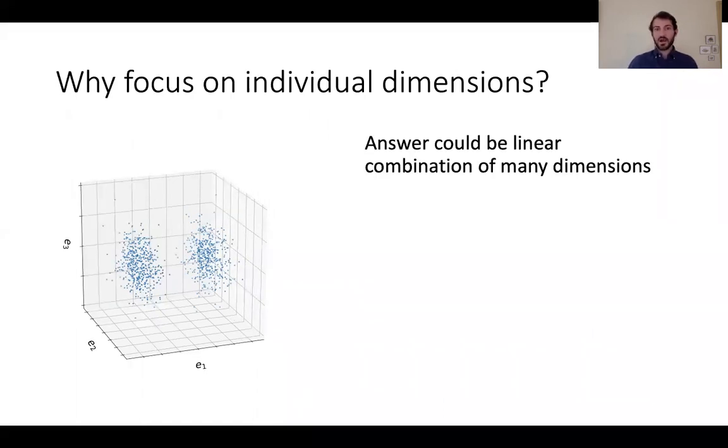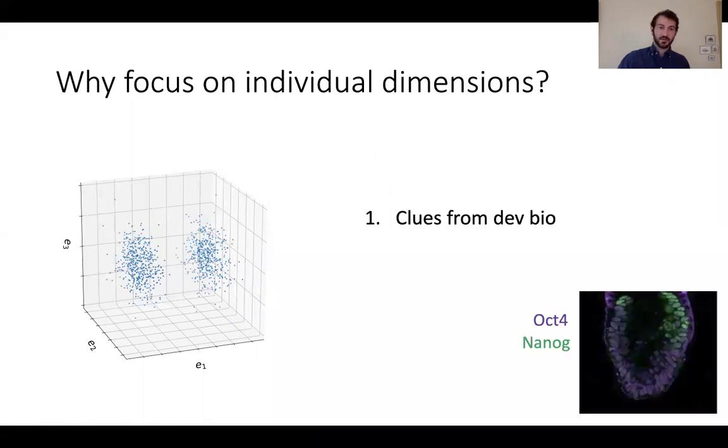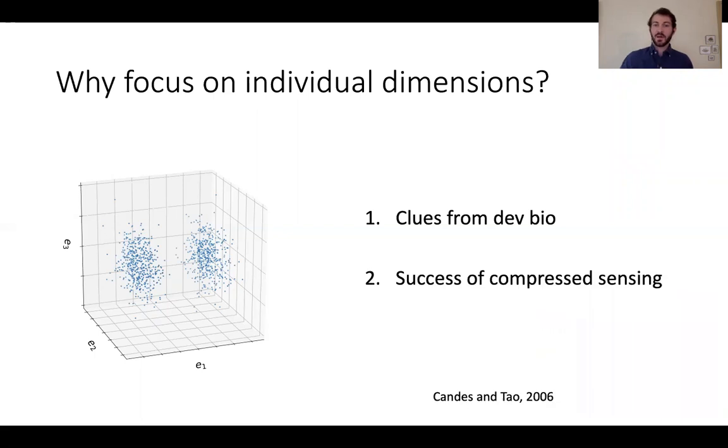One question you could ask is, why am I focusing on just individual dimensions? The separation between clusters could be some distributed linear combination of many dimensions, or even some nonlinear function of many dimensions. And it's a fair question. One reason why we think it's just a small set of dimensions is that clues from all of the experiments done in developmental biology have taught us that a few genes are sufficient to resolve the existence of different cell states. One reason from statistics is motivated by the success of compressive sensing in recovering sparse or underdetermined signals by imposing some sort of sparsity constraint. So we'd like to impose a similar sparsity constraint on our search for important dimensions.